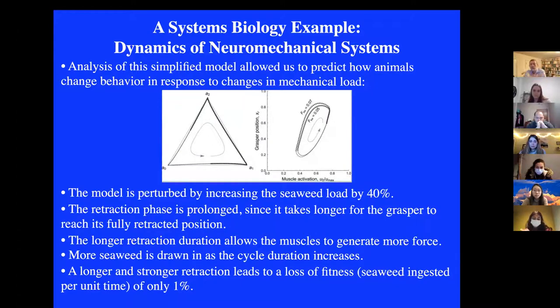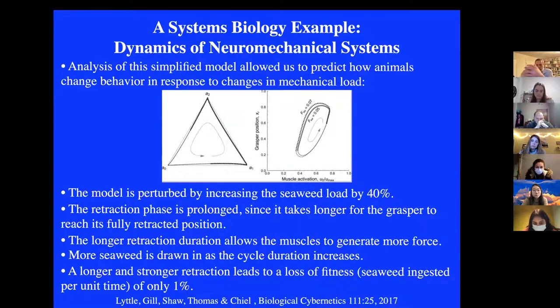So here's a deep question. How is it that animals are so robust and able to maintain fitness in response to perturbations? And this very simplified six-dimensional neuromechanical model starts to answer that question. Okay, so this was published a few years ago.